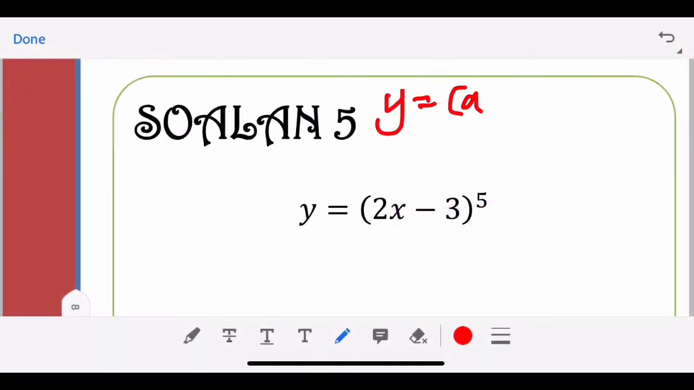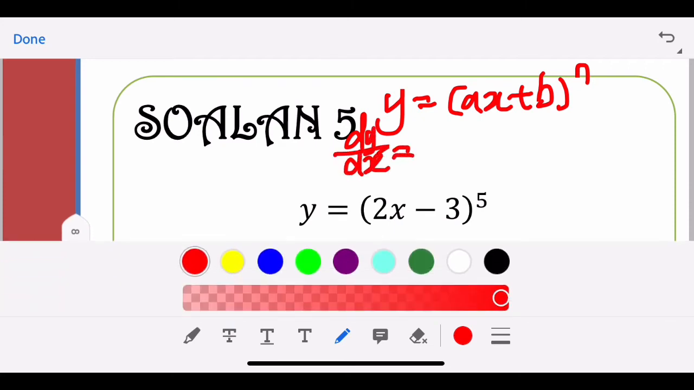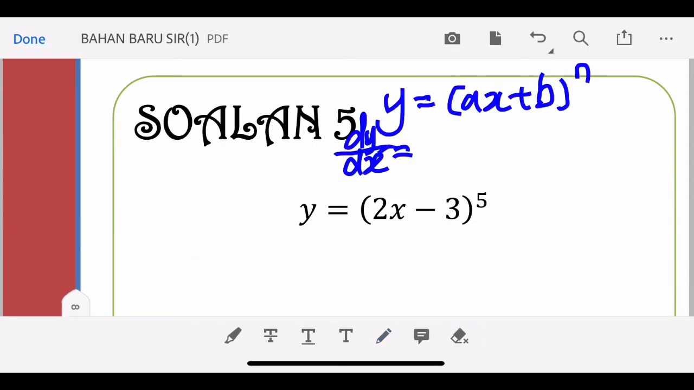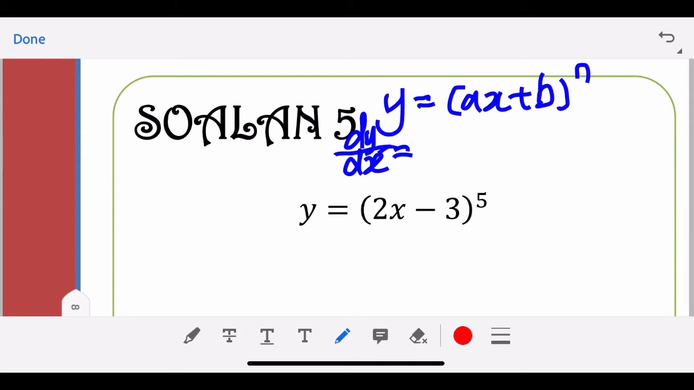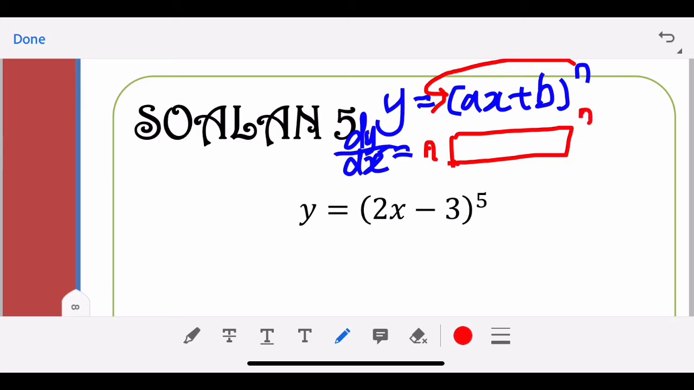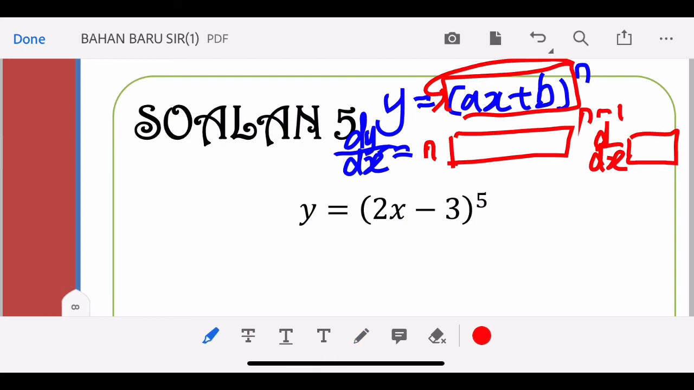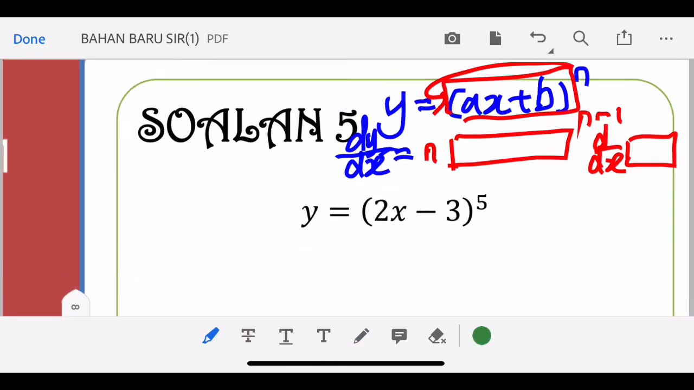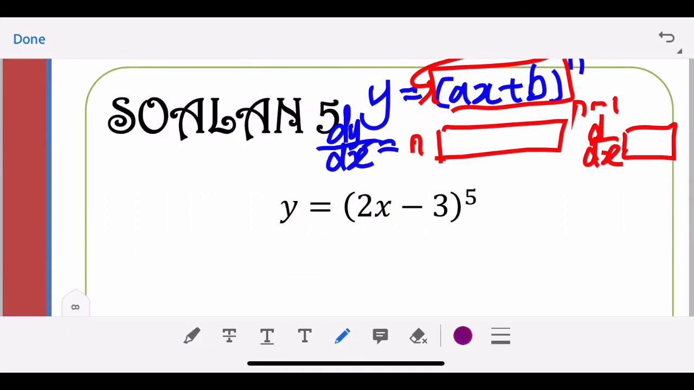Alright, I'm going to discuss one more chain rule. y equals (ax plus b) to the power n. So dy/dx is equal to n. Remember, the n has to be brought down in front, times (ax plus b) in the rectangle. You just copy ax plus b, and then the n you have to minus 1, and you differentiate the rectangle. Remember, the formula that I introduced to you is always copy the rectangle and differentiate the rectangle.